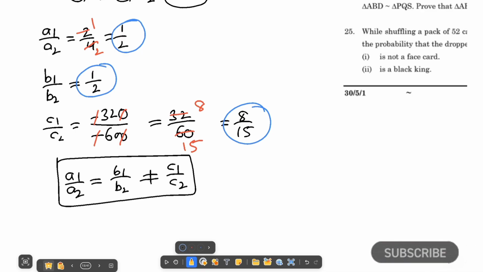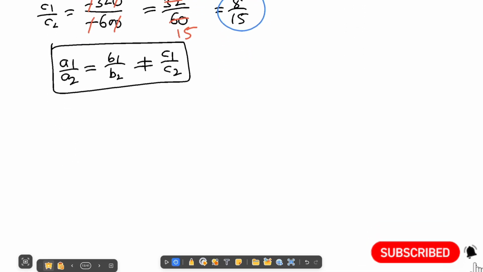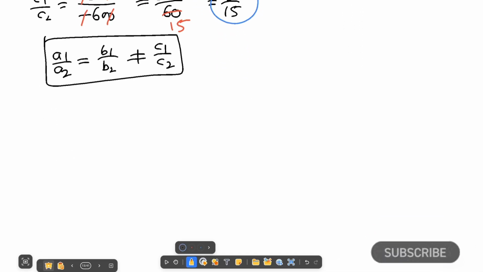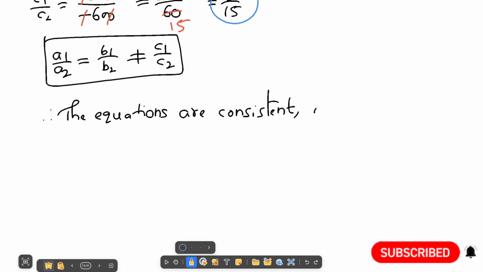So if this condition is satisfied, what type of equations are these? They are consistent, intersecting, and have unique solution. So therefore, the lines are, the equations are consistent, intersecting, and unique solution.